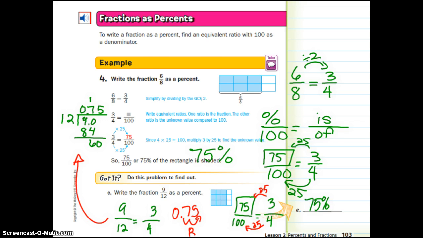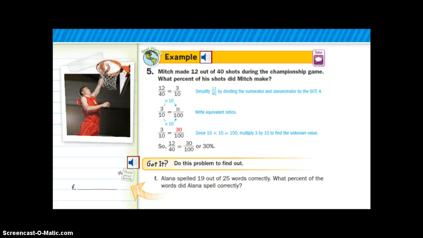Turn the page. Okay, so again, life is more about word problems than it is about actual problems that you get to solve. Mitch made 12 out of 40 shots during the championship game. What percent is that? So again, line equal line, percent down here, and I'm looking for the percent there, so we put 100 on the bottom because everything is out of 100. So then I've got 12 and 40.